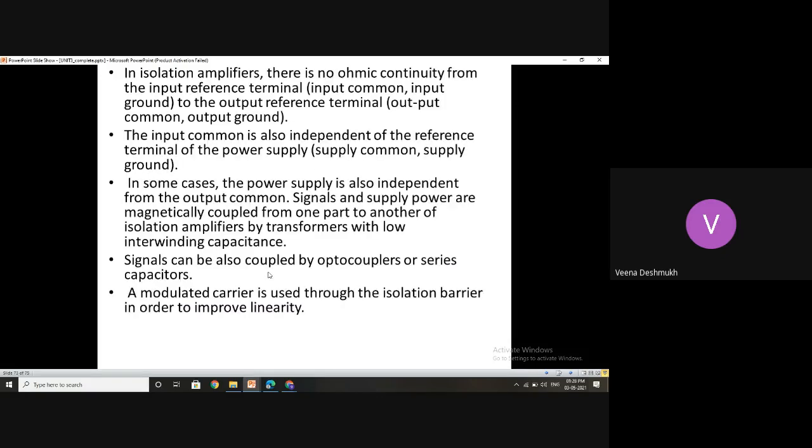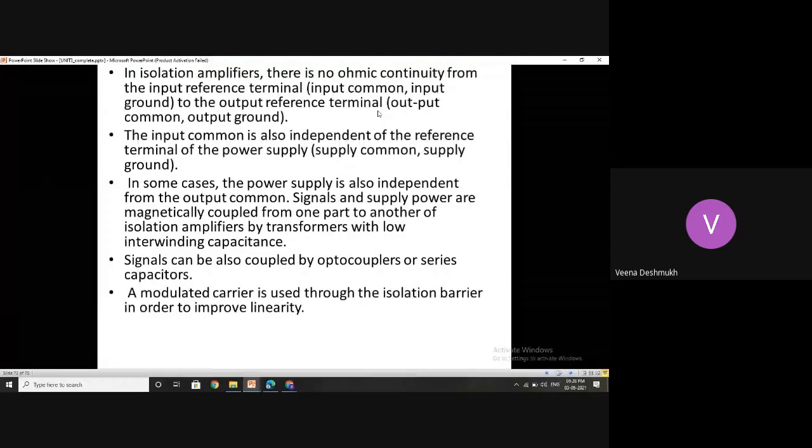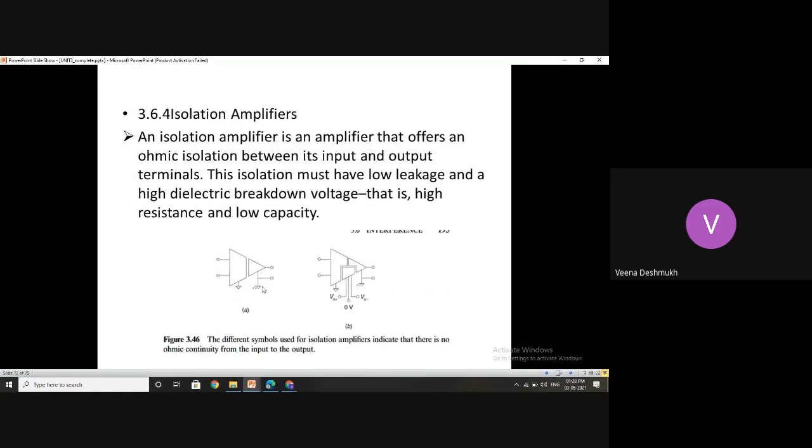So in isolation amplifiers, there is no ohmic continuity from the input reference terminal. When you don't want any ohmic continuity, what is the basic requirement? The impedance should be very, very high so that there is no direct continuity from the input reference terminal to the output reference terminal. This output reference terminal can be either a common potential point or a common ground. This is what is shown here. Either a common reference point or a common ground.